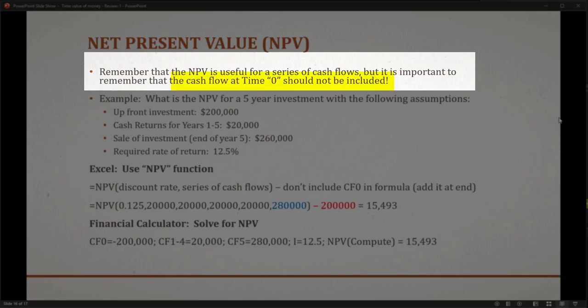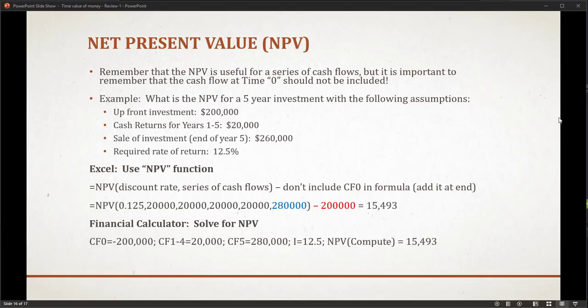It's very important that you do not include the cash flow at time period 0 in the function. That is not appropriate. The Excel function starts discounting the very first cash flow that you highlight, and anything that occurs up front at time period 0 should not be discounted.